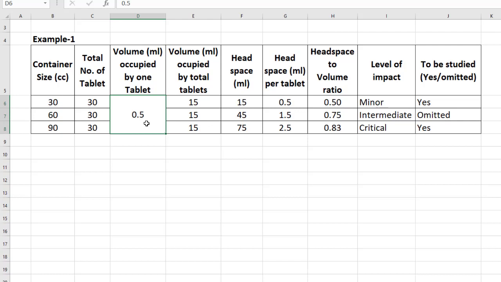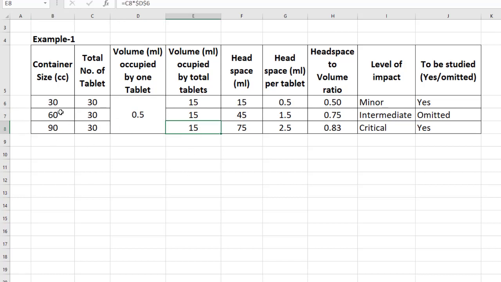The volume occupied by the total number of tablets will be how much? As there are 30 tablets and one tablet occupies 0.5 ml volume, the 30 tablets are going to occupy 15 ml of the volume, right? So for the 30 cc container, 15 ml will be occupied by the total number of tablets. In the case of the 60 ml container also, 15 ml will be occupied by the tablets. In the 90 cc container also, 15 ml will be occupied by the tablets.